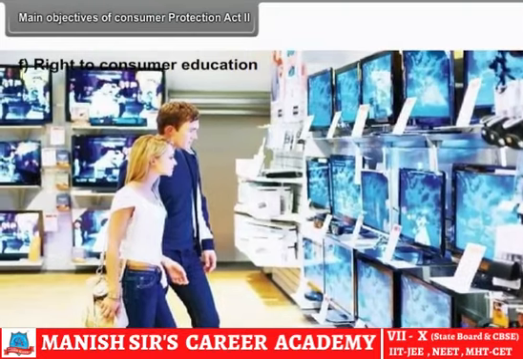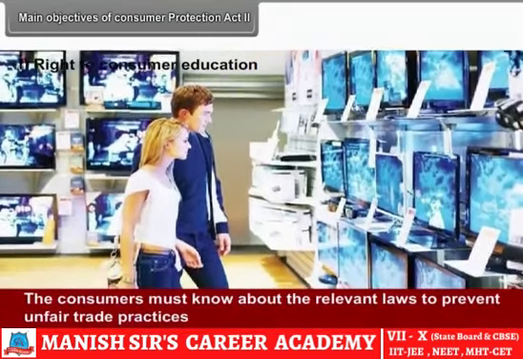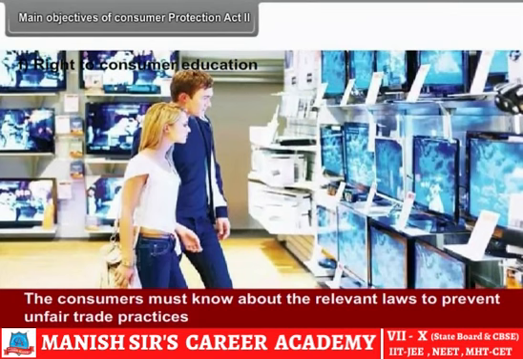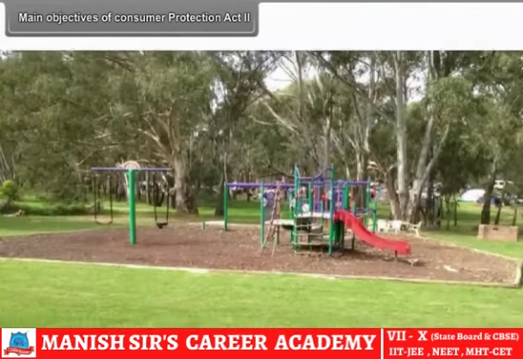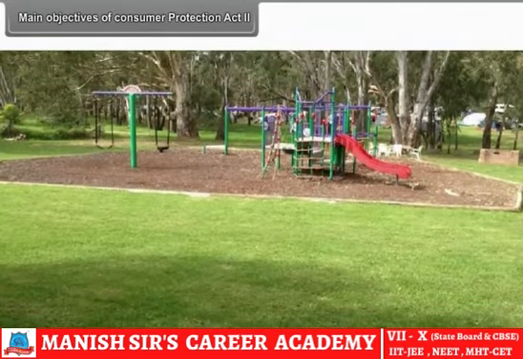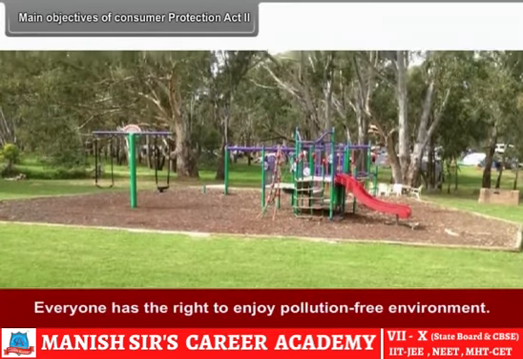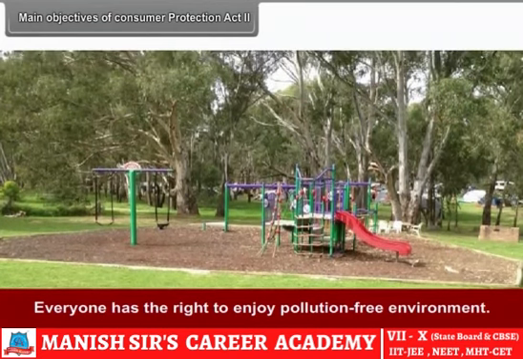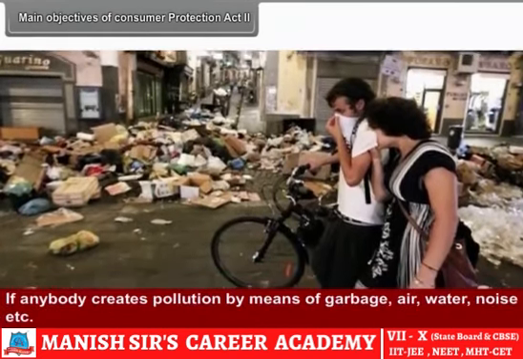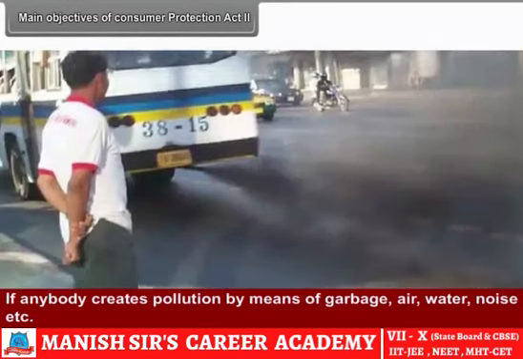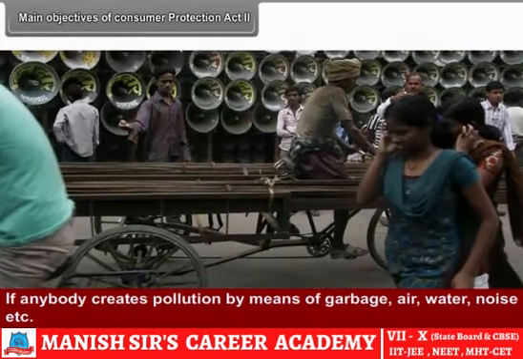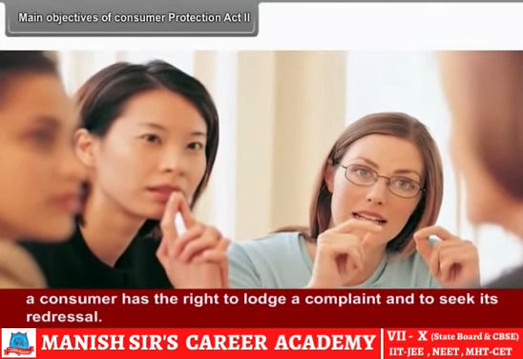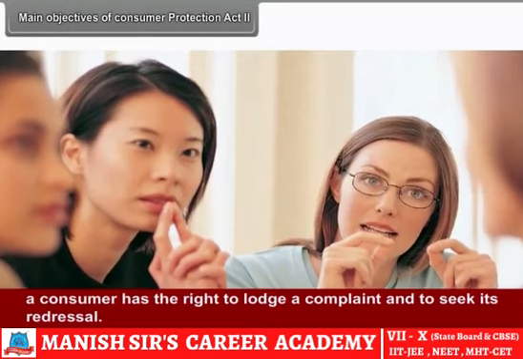Right to consumer education. The consumers must know about the relevant laws to prevent unfair trade practices and to follow the procedure while making complaint. Right to clean environment. Everyone has the right to enjoy a pollution-free environment. If anybody creates pollution by means of garbage, air, water, noise, etc., a consumer has the right to lodge a complaint and to seek its redressal.